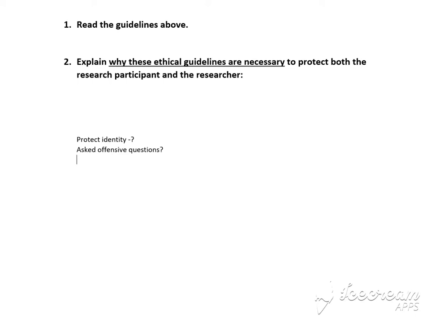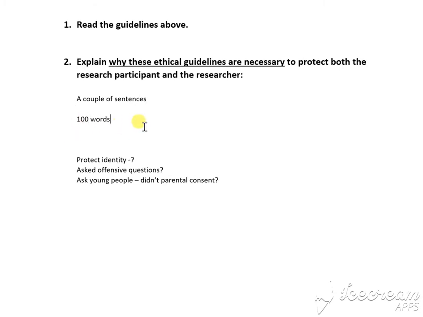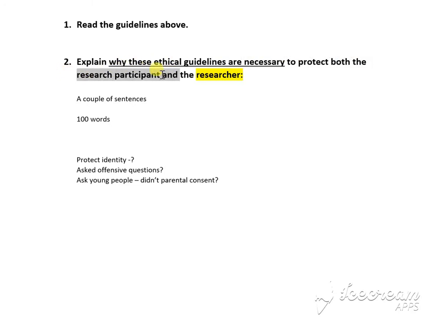If you were to ask young people a question about something and they didn't have parental consent, what could the consequences be there? That's our response here, and I'm expecting that the answer to this response is probably a couple of sentences. For those of you who are more deep thinkers, you might get up to 100 words here, but it doesn't have to be a lot. What you do need to make sure you talk about, though, is why do we need to protect not just the participant, but also yourself?